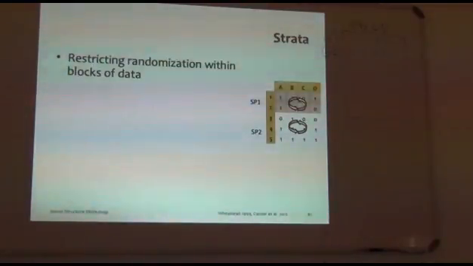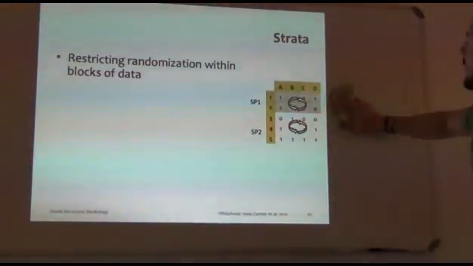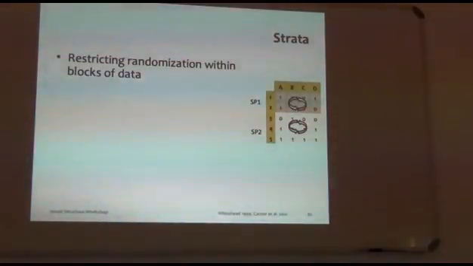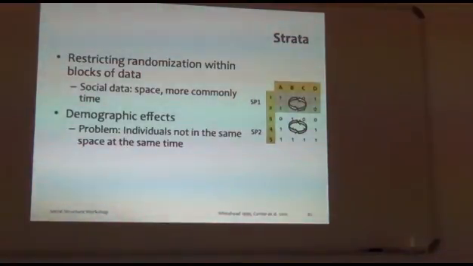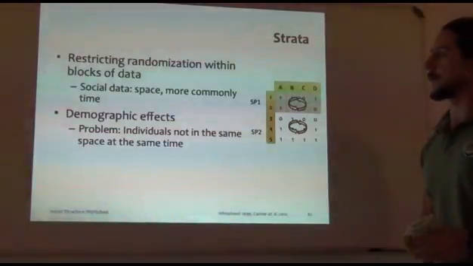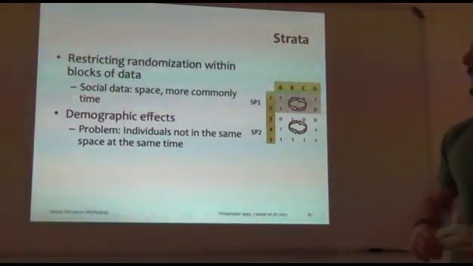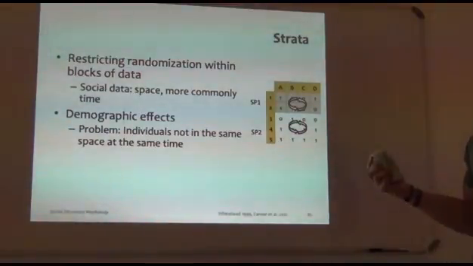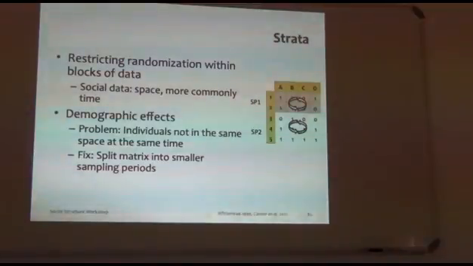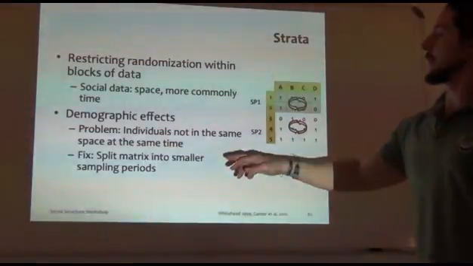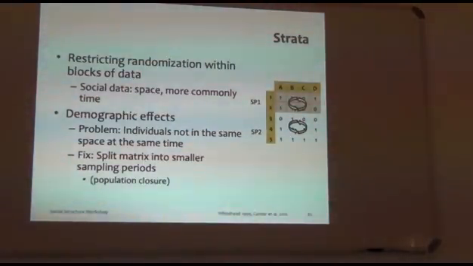So yeah, just remember, that's the stratification. You're going to restrict into blocks of your data. Could be space or time. The idea is mostly to control for demographic effects, for individuals that would never be in the population at the same time. Otherwise, in their permutations they're going to be there. So the way to fix this problem is splitting the matrix into blocks of time.